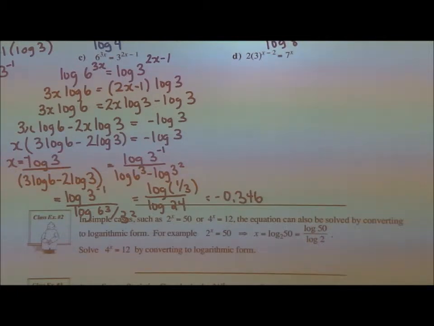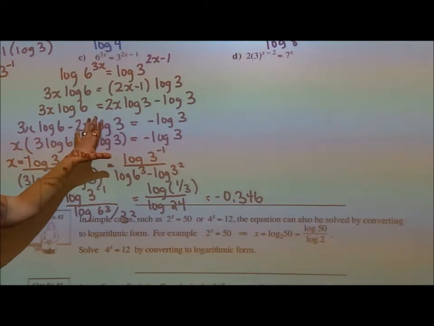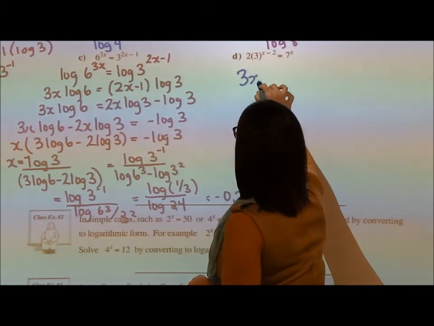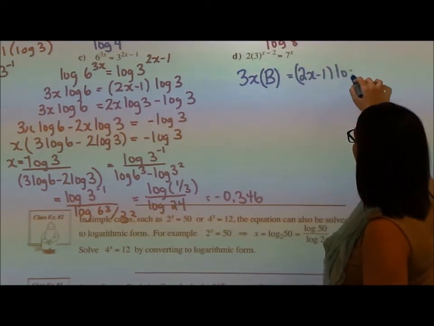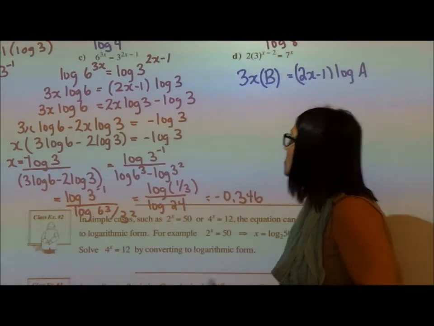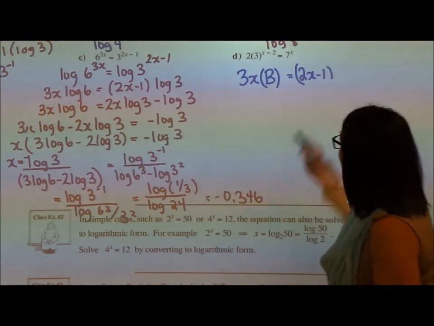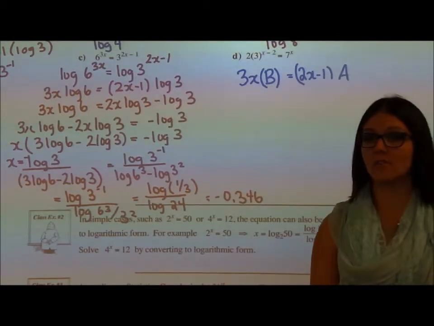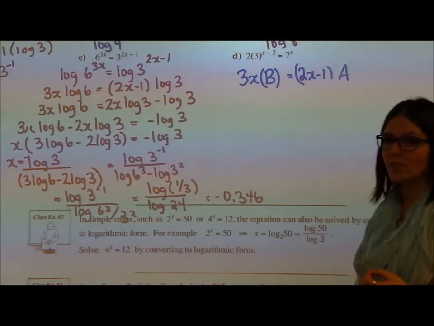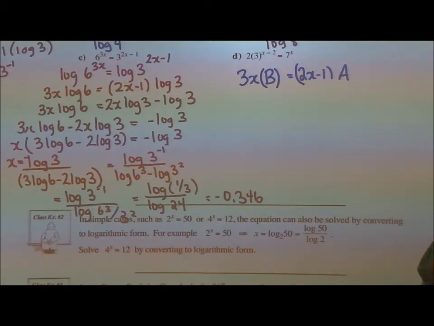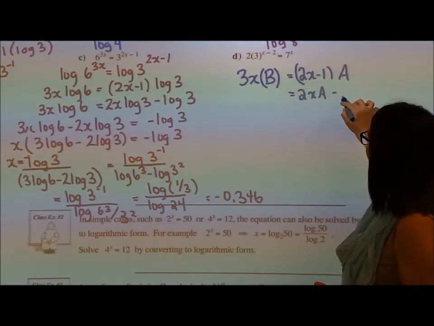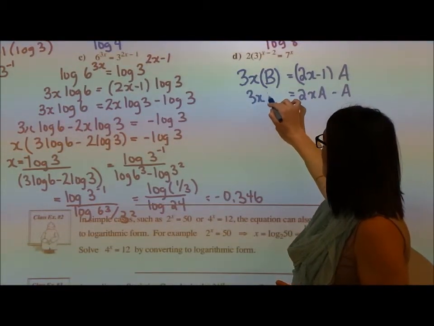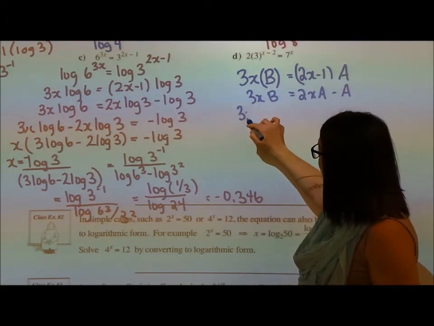Because if you want, what you could do at this step is get rid of the 6 and the 3 for a couple of minutes. And I could write this as 3 times b equals 2x minus 1 times a. So I make the letters different from each other because the logs aren't the same. You don't have to do this, but I'm showing you that algebraically it would still work, because here I would get 2xa minus a, and then 3xb. Bring the x to the side.